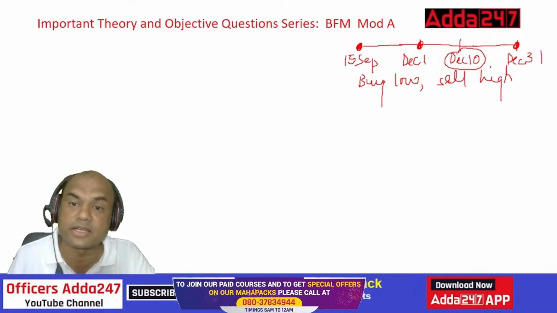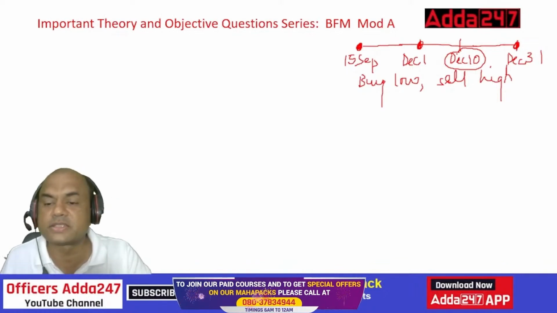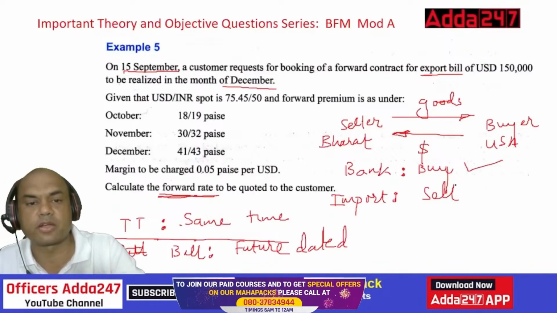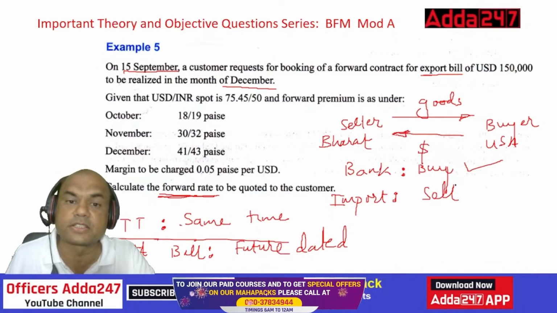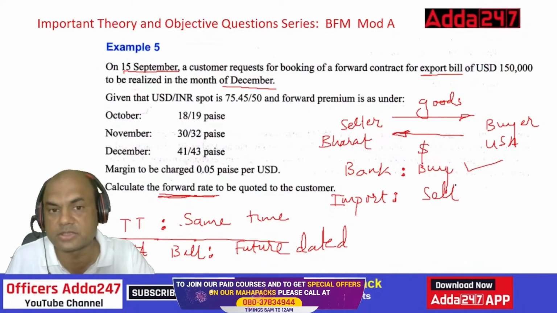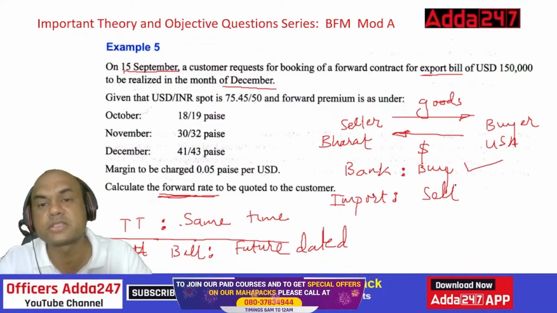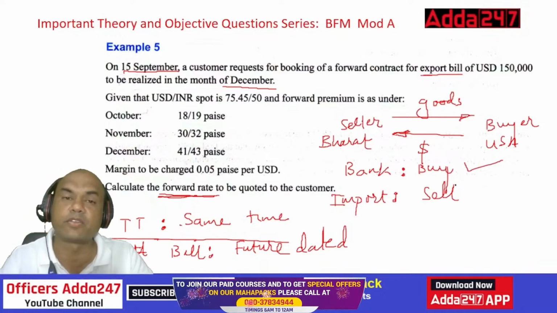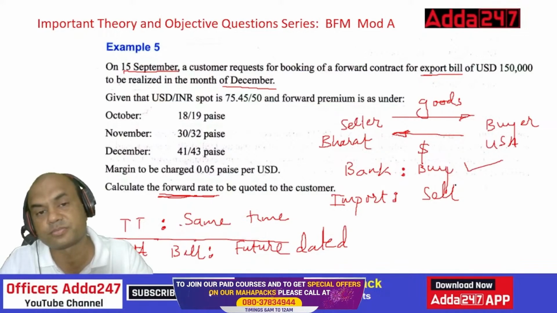So look at these rates now. We'll draw it over here. Below this, I'll write it. Okay. 15th September. So first take the spot rate. What is the spot rate given? Look at this. 75.45 and 50. So this is my spot rate. So which one will I take? 75.45 or will I take 75.50? What do you say? Everyone give in the comment section. What do you say, guys? Should I take 75.45 or should I take 75.50?